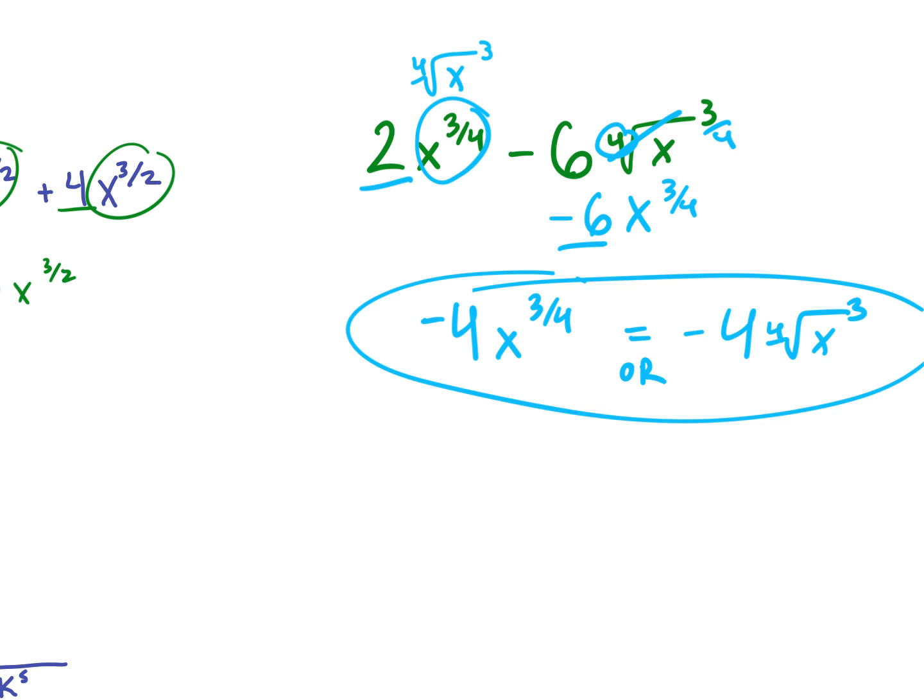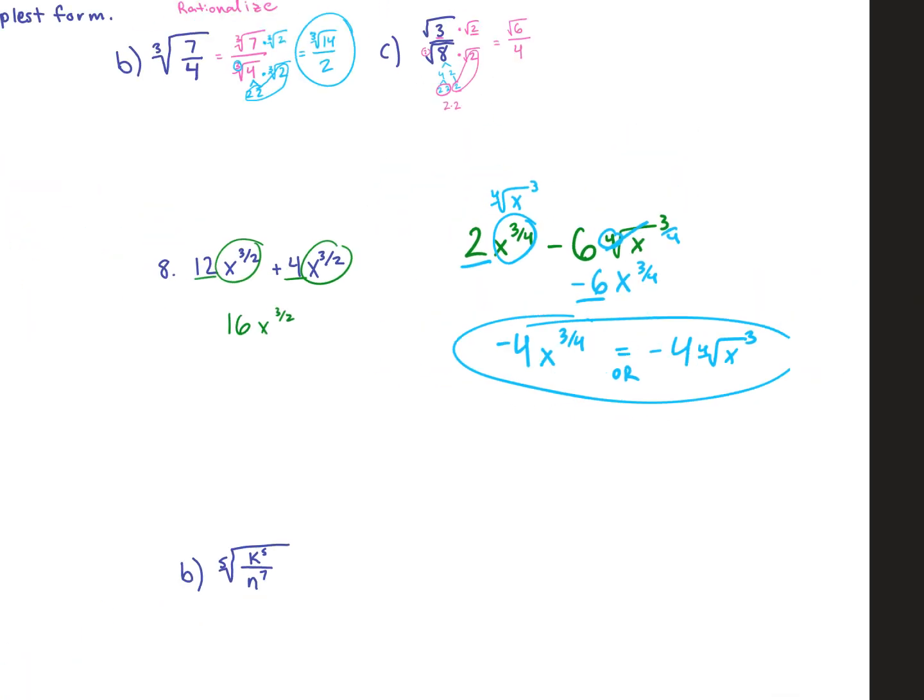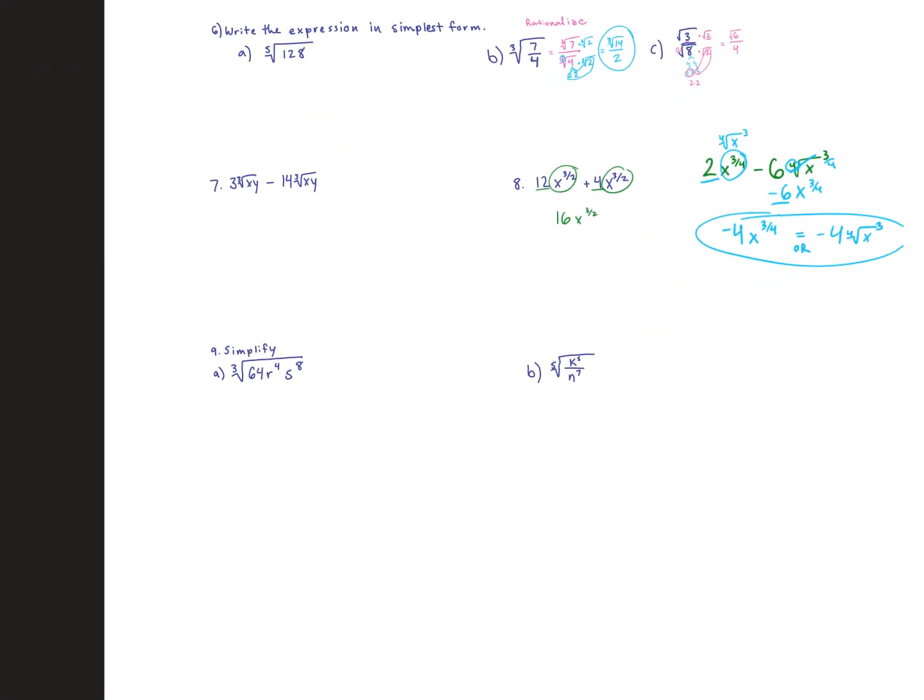But just know that sometimes it may not look exactly the same. You may have to change it if it's in radical form to exponent form in order to combine them. All right, we'll do 9, both of them, A and B.